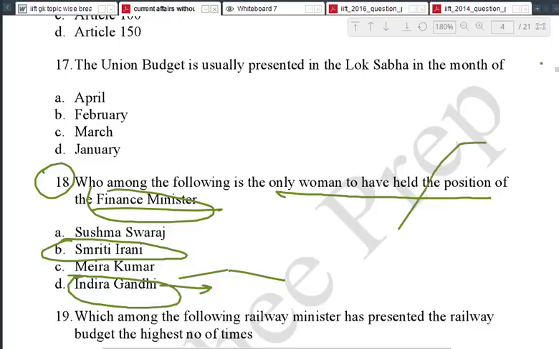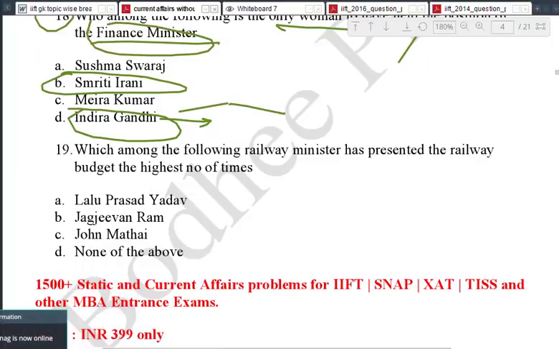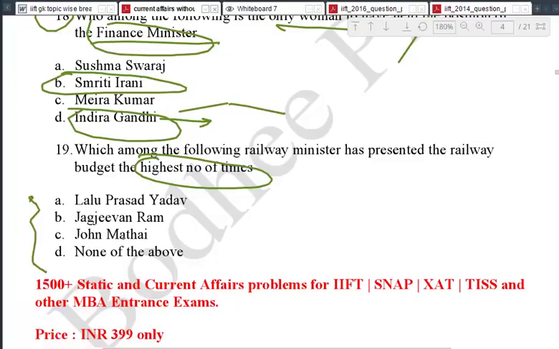Now there is one more interesting question. I will go a little lower. Which of the following railway ministers has presented the railway budget the highest number of times? Because I was preparing a quiz on the budget, I thought of having these kinds of questions. And this is a very interesting question.